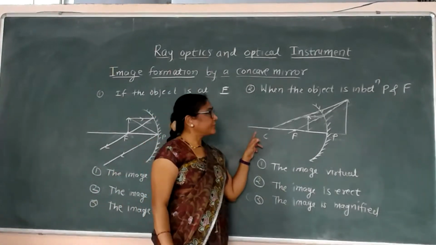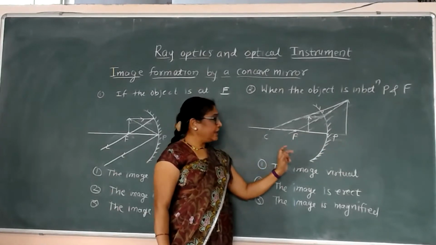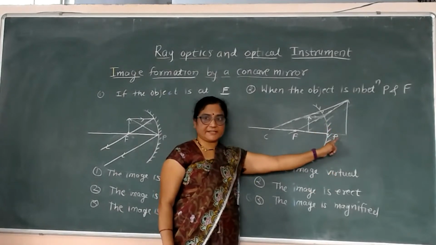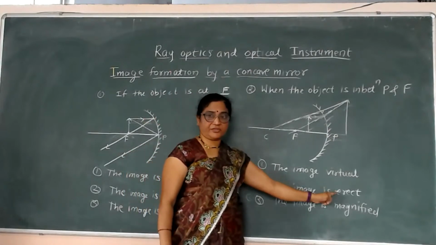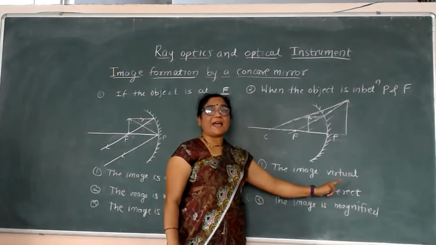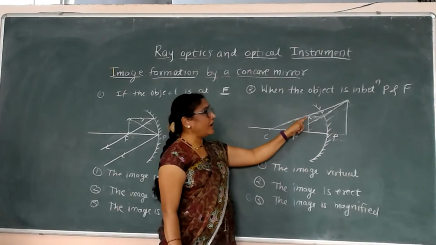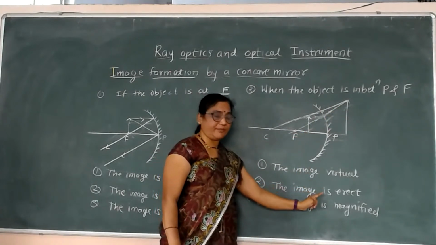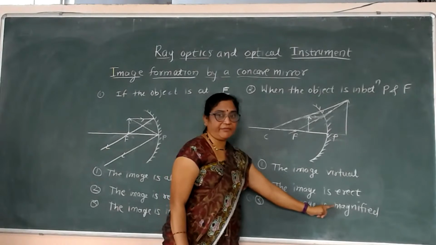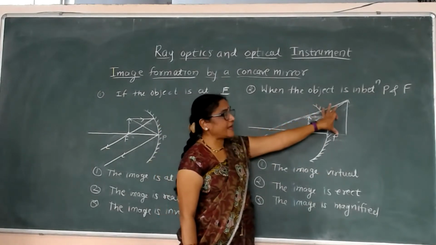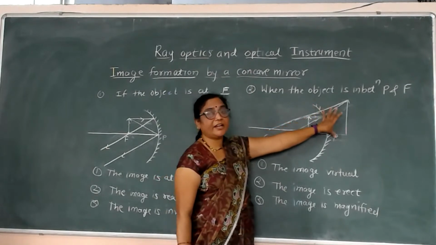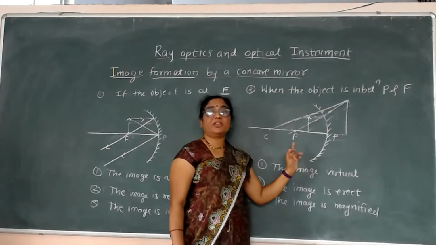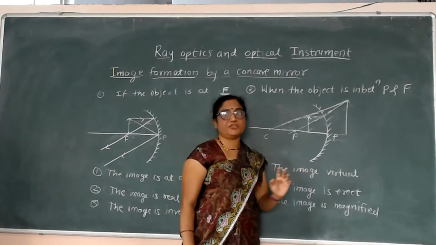So when the object is in between pole and principal focus, the image is virtual because this image is formed due to the diverging rays. At the same time, the image is erect. What is the meaning of erect here? Erect means as it is. Here this is the arrow mark in the upward direction, so here also the arrow mark is in the upward direction. This image is known as an erect image. At the same time, the image is magnified, which means the height of the object and the height of the image are different. So the image is magnified. So a concave mirror gives both the real image as well as the virtual image.